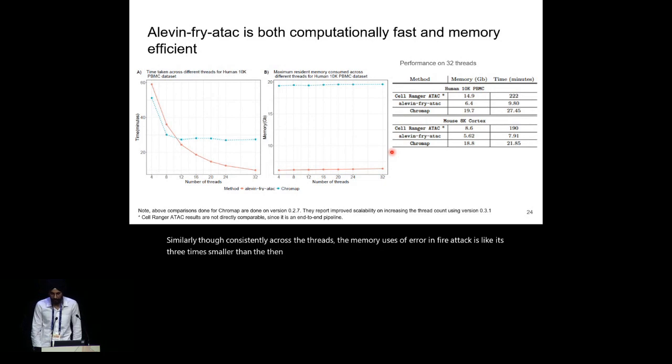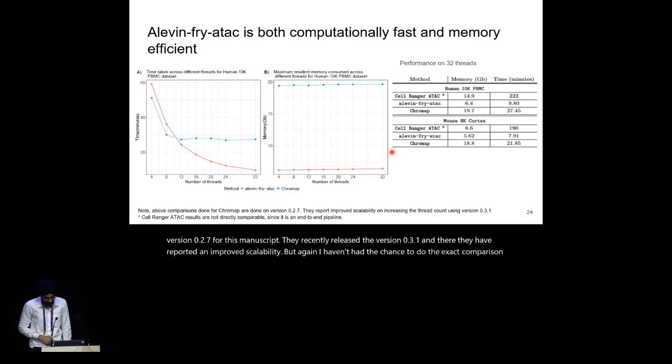than chromap. I have results in this table for Cell Ranger ATAC as well, but it's hard to compare directly because it's an end-to-end pipeline and it's not feasible to actually run or benchmark each individual step. One thing I would like to note is that the comparisons with chromap were done with version 0.2.7 for this manuscript. They recently released version 0.3.1, and there they have reported improved scalability. But again, I haven't had the chance to do the exact comparison with the most recent version.